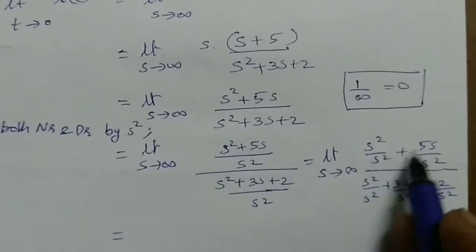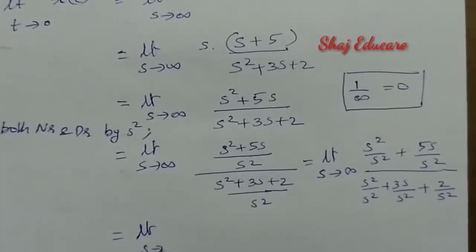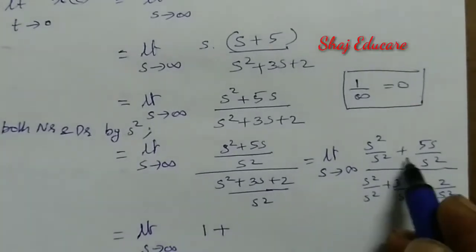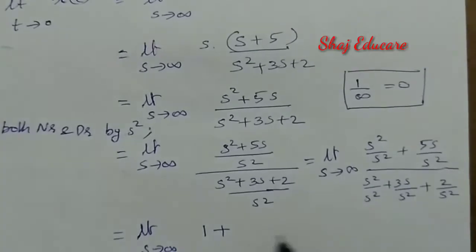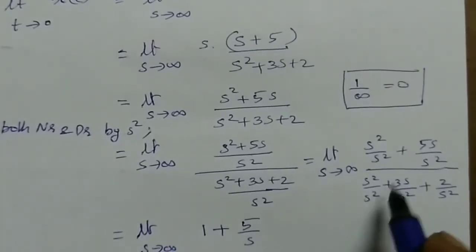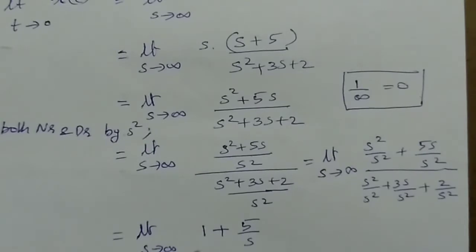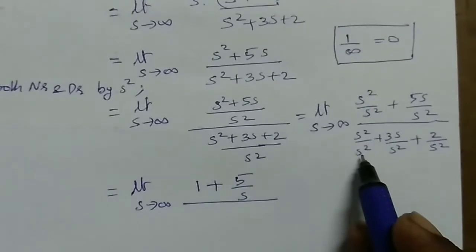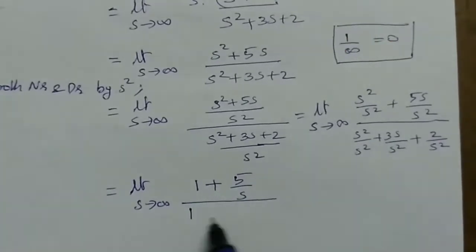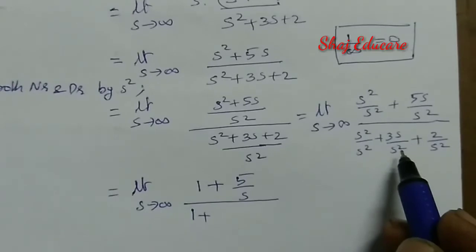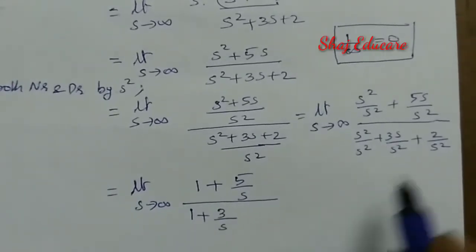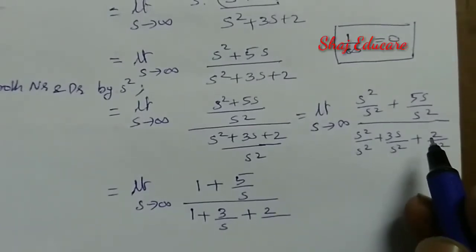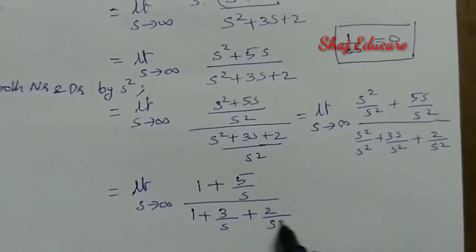Now let us reduce once again. The limit as s tends to infinity. What is s² by s²? That is equal to 1, plus 5s divided by s² becomes 5 divided by s. Okay, that is over for the numerator. Then all divided by, what is s² by s² again? That is equal to 1, plus 3s by s² becomes 3 by s, then plus 2 by s². Nothing to deal with this, 2 by s².